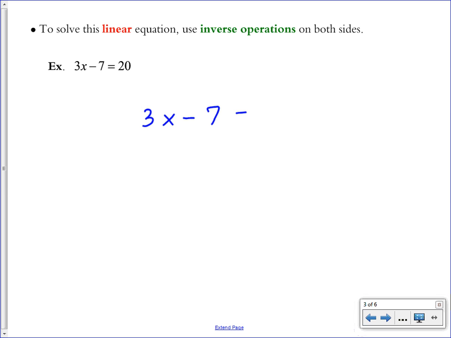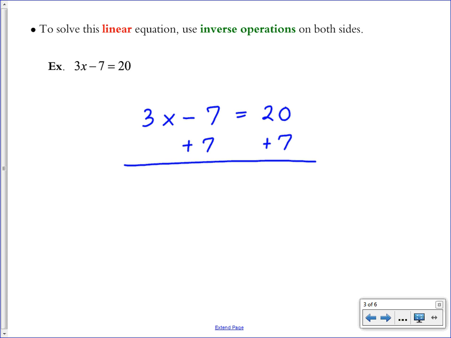I'm going to write this equation a little bit bigger so I have some room to solve it. What I see happening to the x right now is that it's being multiplied by 3, and then it's having a 7 subtracted from it. So I want to do the inverse of those two operations. I'm going to deal with the minus 7 first by adding a 7 to both sides.